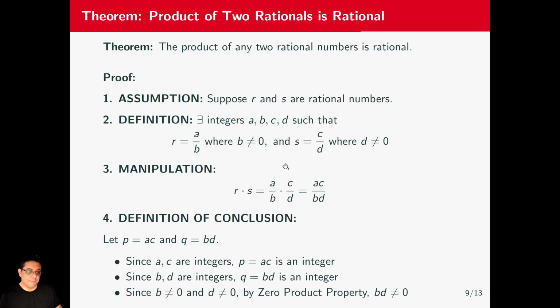So our manipulation is just going to be multiply, and when we multiply, we get that R times S is just going to be a fraction of the form a times c over b times d, and a times c is going to be my p, b times d is going to be my q. They're going to be integers because they're multiplication of integers. And they're non-zero since each of them is non-zero by the zero product property. And so by conclusion, the product of the two rational numbers is going to be rational as well.